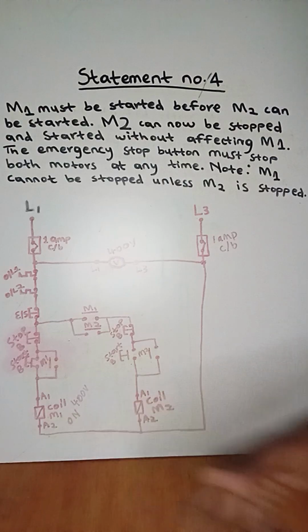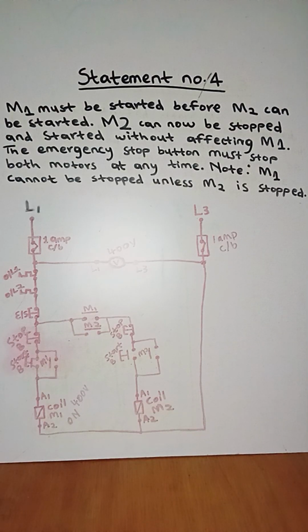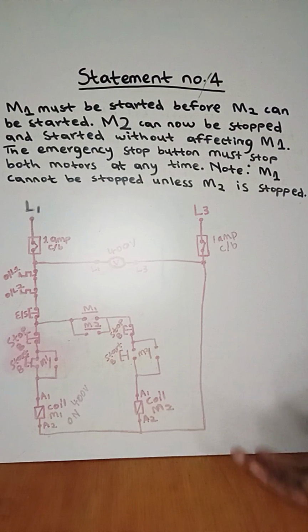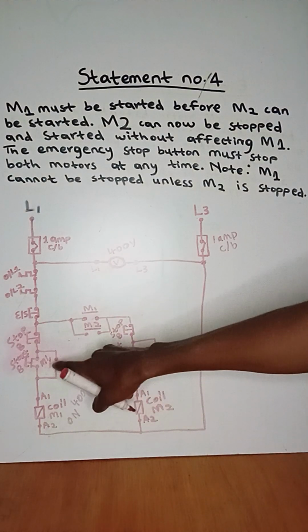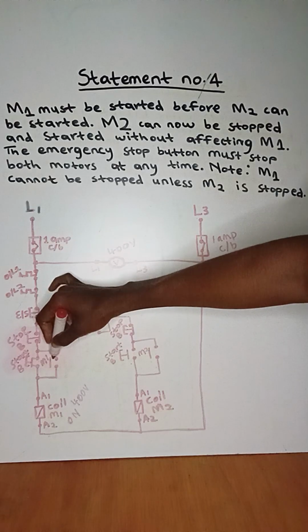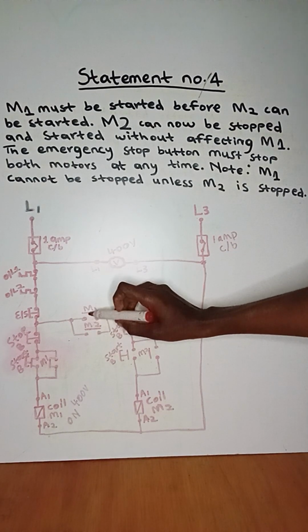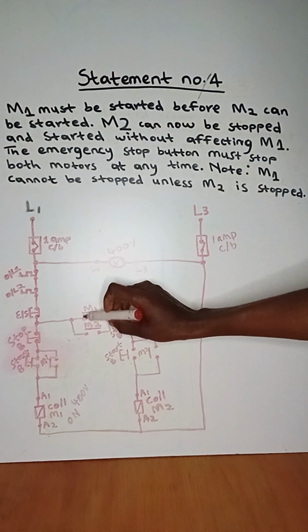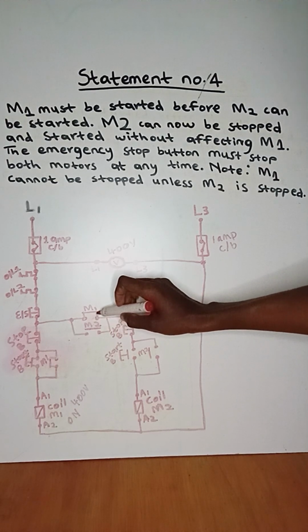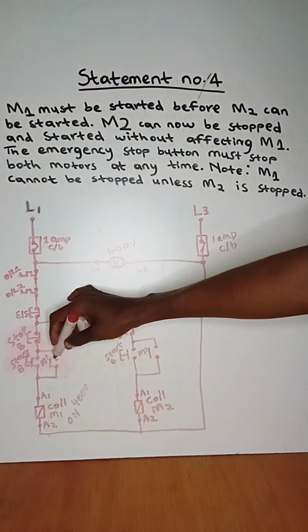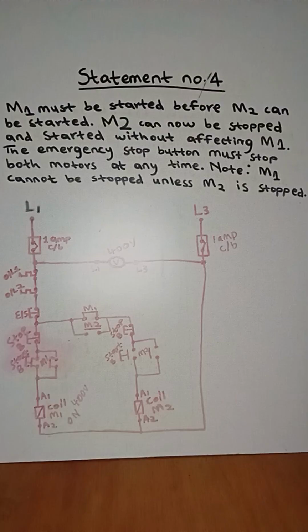Right, since my coil of motor 1 is energized, it will affect its contacts. Where it is closed, it will be open. Where it is open, it will be closed. So from here we have an open contact, which means it will be affected and be closed. And also here we have an open contact, it will be affected, which means it will be closed. So it will only affect the contacts of motor 1.